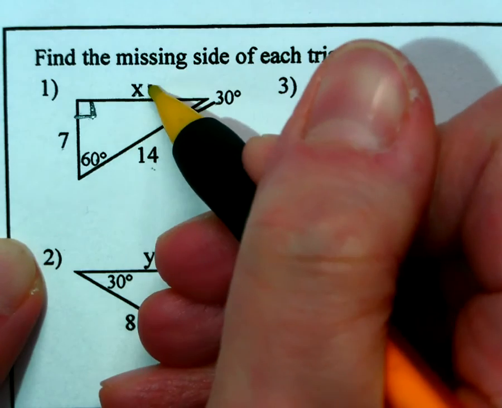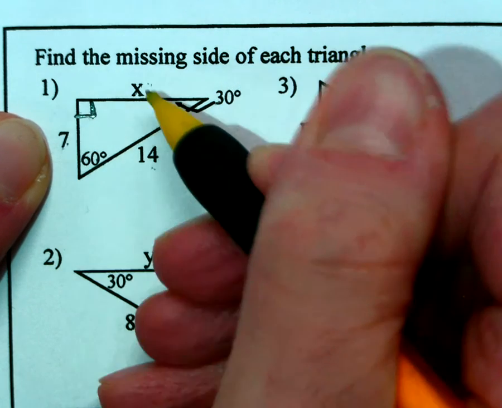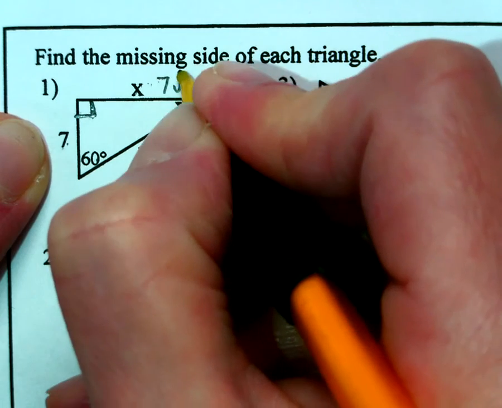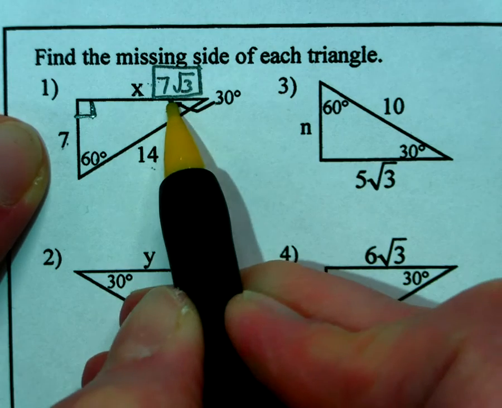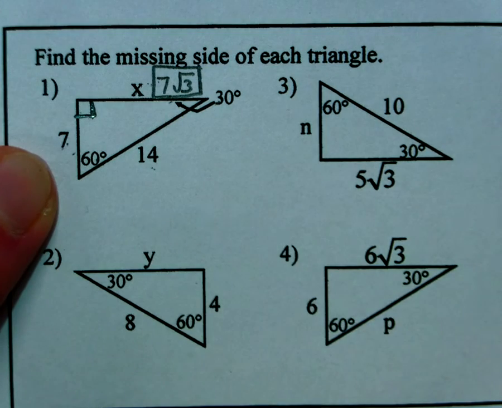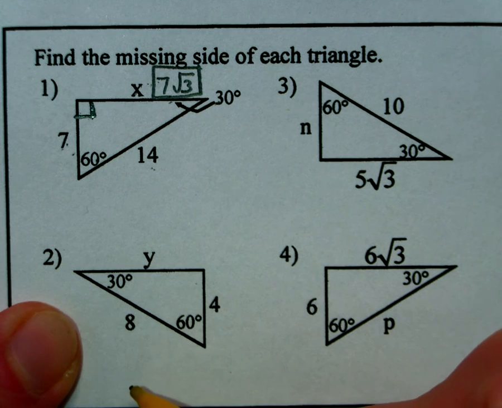All right, so we always have to find the short leg first. Fortunately for us, we know the short leg is 7. So this side over here is just going to be 7 square root of 3. That's the only side that we're missing. So you just take the short leg, slap a square root of 3 on it, and that's it. Now we're going to go down to number 2 next.